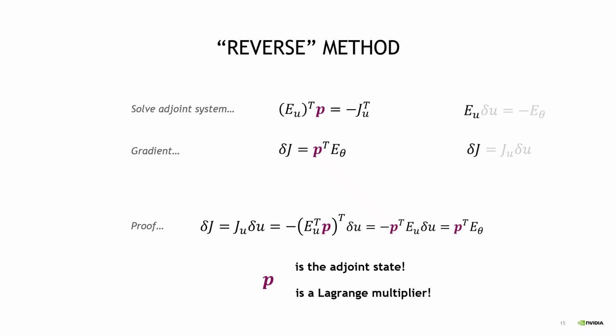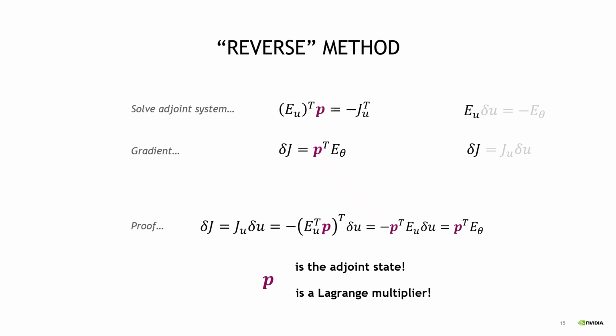And I claim that you actually get the same gradient. And it's a very easy proof. It's a one-liner. I can give it here. So we start with the expression we had for the gradient. We replace J_u by its expression from the adjoint equation. We transpose that, and then we factor the transpose, so we reverse the order. And then we recognize that E_u du is actually the linear equation, which is equal to E, the derivative of E with respect to the control. And so we get the expression.